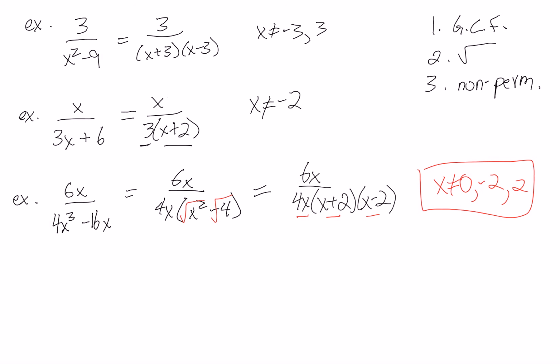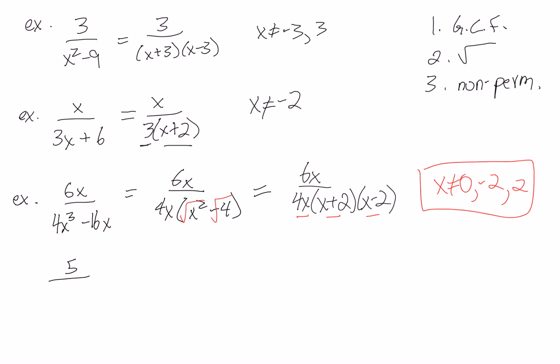And that's it. So any of these kind of questions, you want to do factoring first, greatest common factoring or square root factoring, whichever are possible, or both, and then you want to do your non-permissibles after that. You can always have 1 non-permissible value, 2 non-permissible values, or it could be 3 like we did in this example. Let's do one more that's a little bit harder.